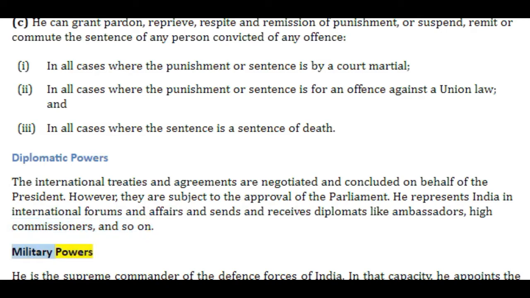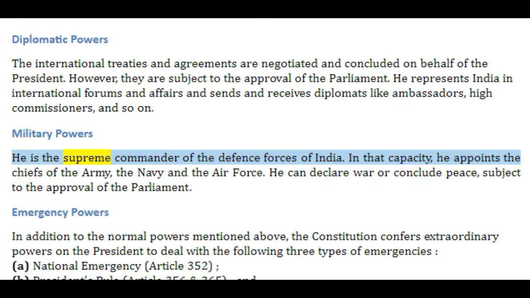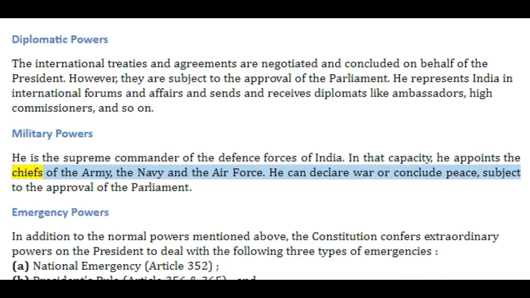Military powers. He is the Supreme Commander of the Defence Forces of India. In that capacity, he appoints the chiefs of the army, the navy, and the air force. He can declare war or conclude peace, subject to the approval of the Parliament.